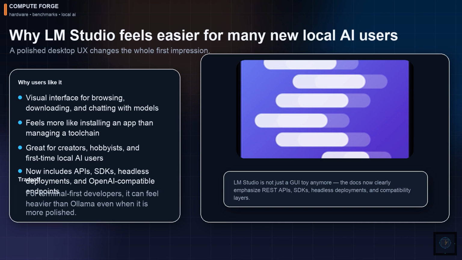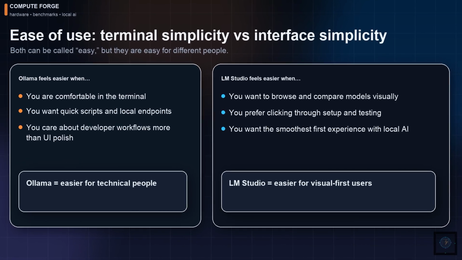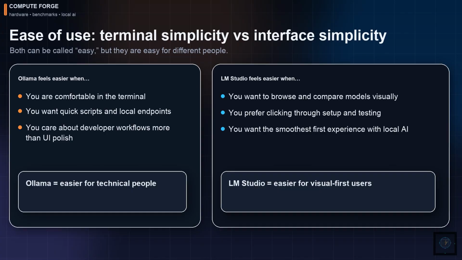LM Studio feels easier for a different type of user. It gives you a full desktop experience, built-in model discovery, a more visual setup process, and a workflow that makes more sense if you want to click, test, compare, and chat locally without spending your first hour in the command line. That makes LM Studio very attractive for creators, hobbyists, and people who want local AI to feel more like installing an app than managing a toolchain. It also has strong developer features now, including APIs, SDKs, headless deployments, and OpenAI-compatible endpoints. So it is not just a GUI toy anymore.